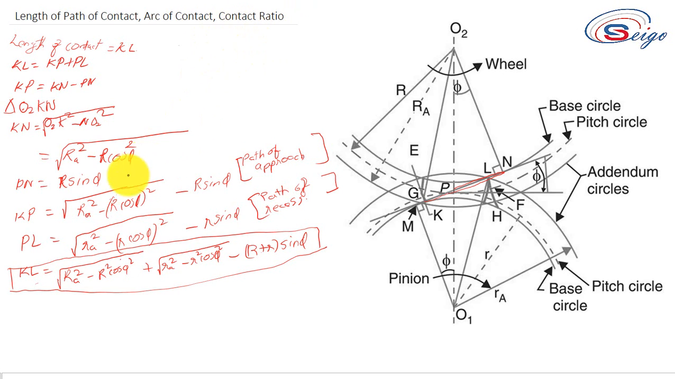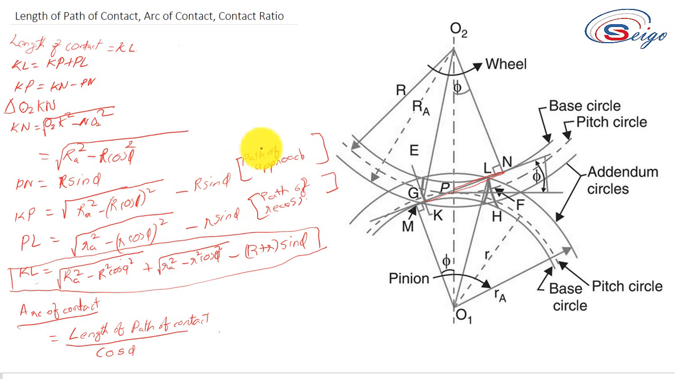Next is the arc of contact. It is given by the length of path of contact divided by cos phi. Here also you have an arc of approach and an arc of recess. The arc of approach is the length of path of approach divided by cos phi, and similarly the arc of recess is equal to the length of path of recess divided by cos phi.